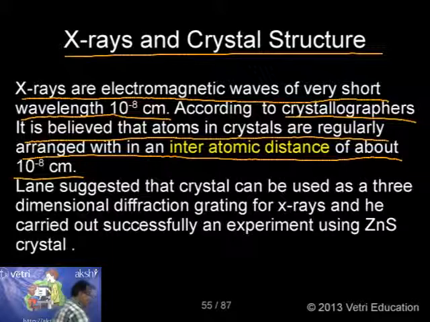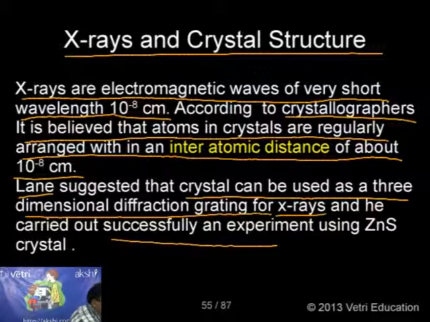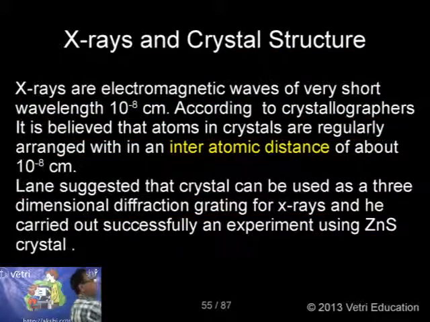Okay. A scientist called Laue suggested that a crystal can be used as a three-dimensional diffraction grating for X-rays, and he successfully carried out an experiment using zinc sulfate crystals. So according to Laue, a crystal can be used as a three-dimensional diffraction grating for X-rays, and he carried out the experiment using a zinc sulfate crystal. Okay, let me discuss what he discovered.